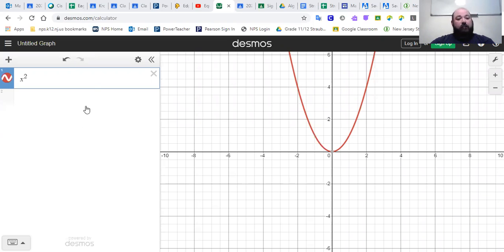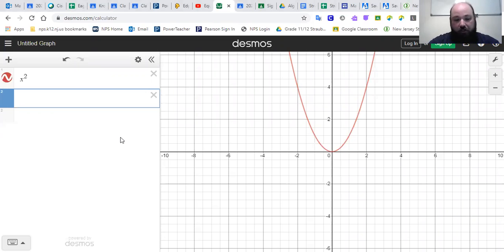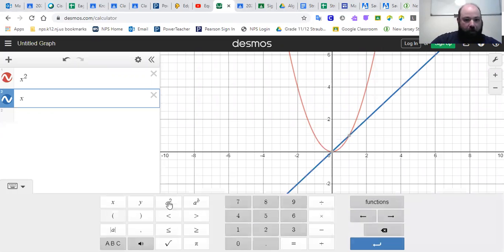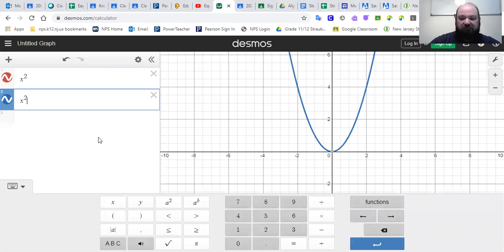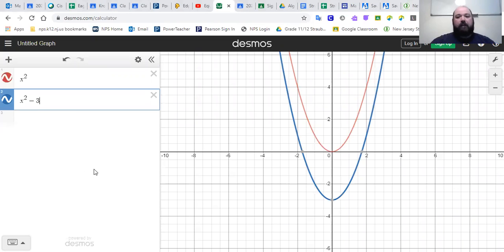So if I take a look at this function, and then I go ahead and change it somehow, and I'll make it x squared minus 3, okay? What's happening here is we have a transformation called translation. Translation means something is going to slide. So in this case, because I hit minus 3, it translated down 3 units. We can see from the parent function, the difference is it went down 3 units.